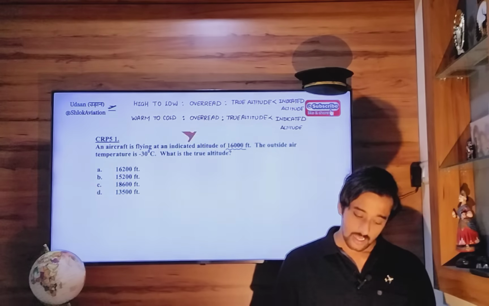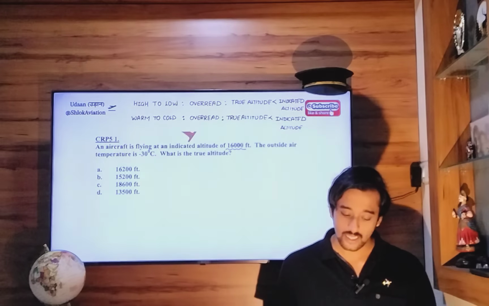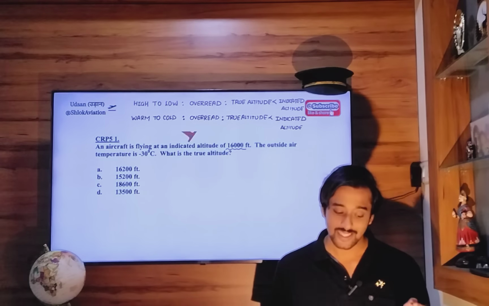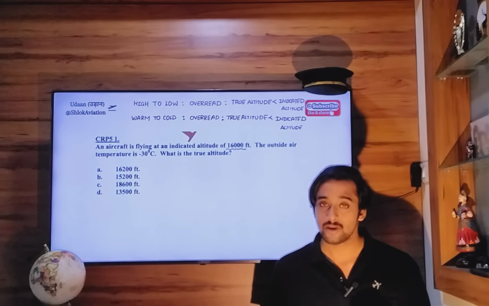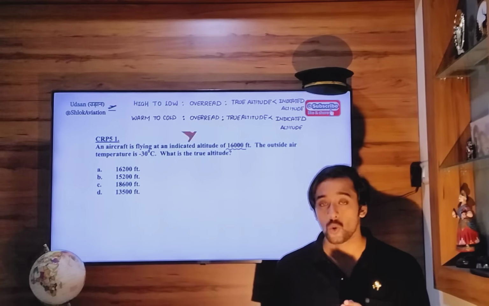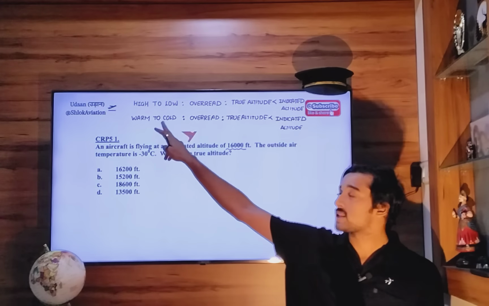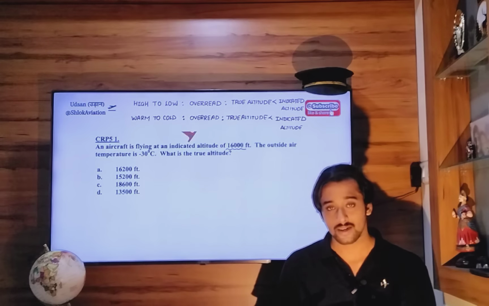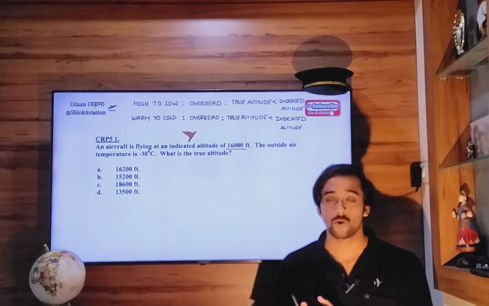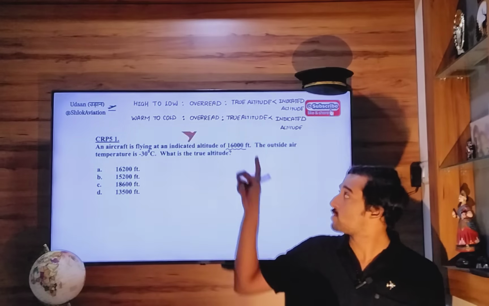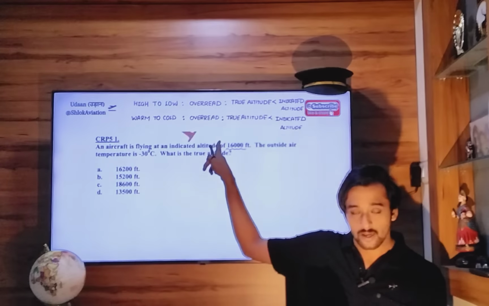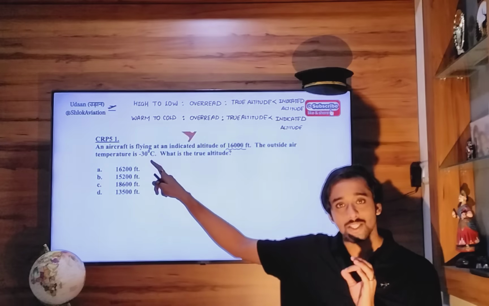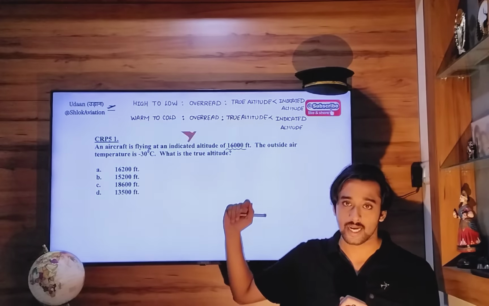So now, in this question, your indicated altitude is 16,000 feet. Outside air temperature is -30 degrees Celsius. Step number one will be to determine whether the outside air temperature is colder than ISA or warmer than ISA. If it is colder than ISA, what will be the end result? The true altitude will be less than indicated altitude. If the outside air temperature is warmer than ISA temperature, the true altitude will be more than indicated altitude.